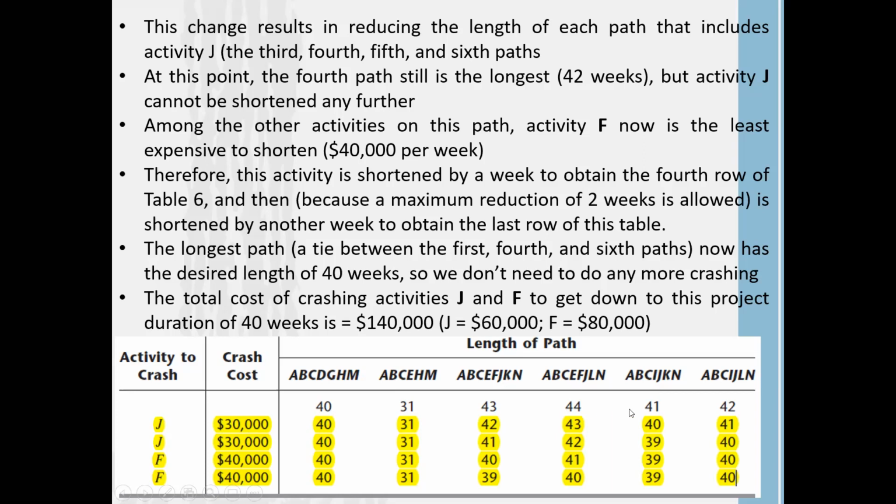Now these are the completion times of each path. Now this is your longest path. If you are trying to complete activity J 1 week earlier, here we don't reduce our time because activity J is not in this path. But in here, we have activity J. Therefore, earlier it took 43 weeks. Now it ended up with 42 weeks. And this is our critical path.